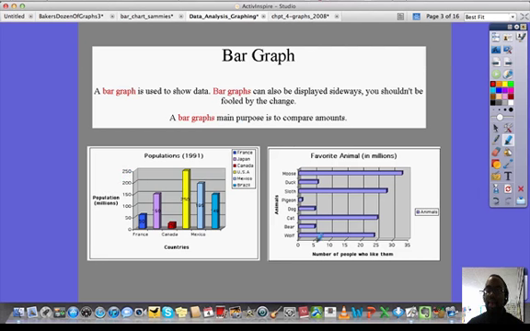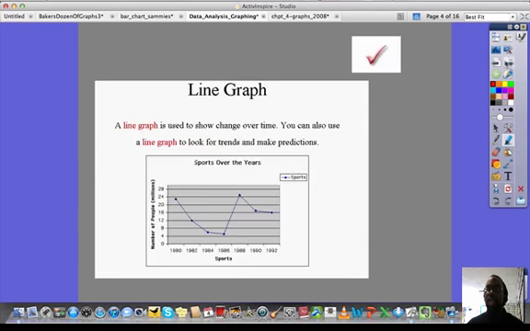Here we have a horizontal, or sideways, bar graph. It's the same information, just presented differently. Instead of your scale being over here, you have the titles of your categories, and your scale is at the bottom, and you also have a key and titles. You also have what's called a line graph. A line graph is used to show change over time. You can also use a line graph to look for trends and make predictions.